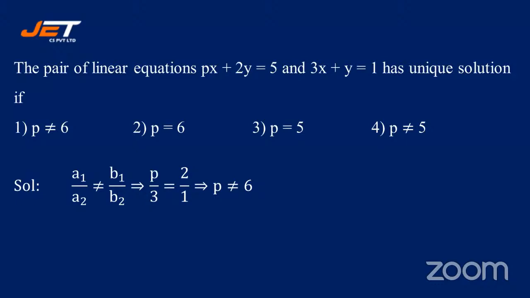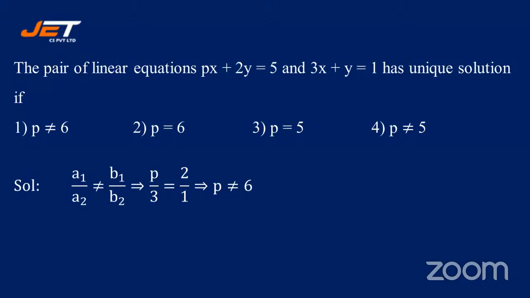The pair of linear equations px plus 2y is equal to 5 and 3x plus y is equal to 1 has unique solution if p is not equal to 6, p is equal to 6, p is equal to 5, or p is not equal to 5. So the answer is given over here. Just look at the answer, A1 by A2. What is A1 by A2? P by 3. That is, coefficient of x in the first equation is p. Coefficient of x in the second equation is 3.